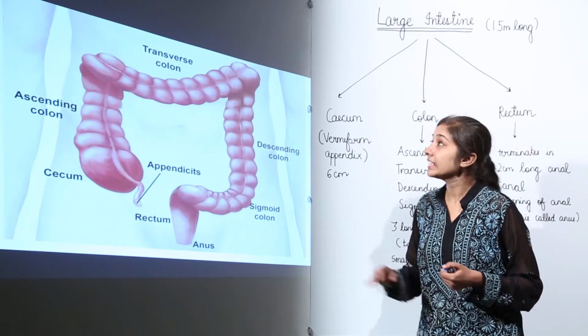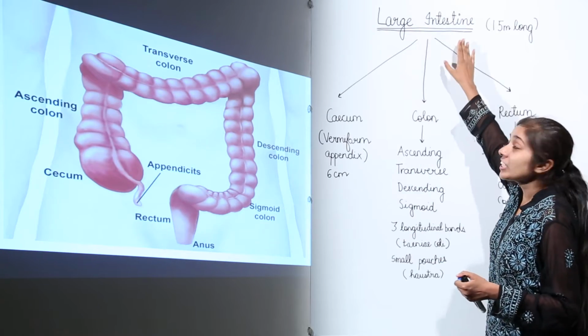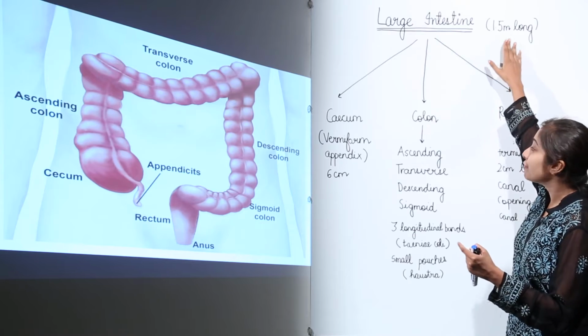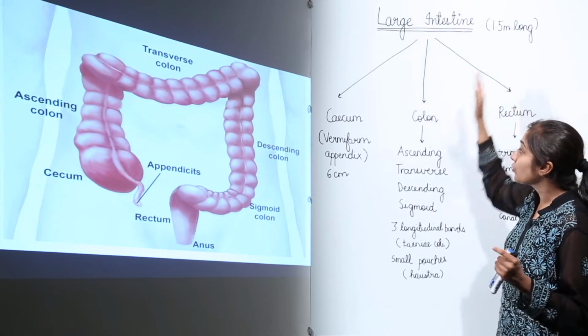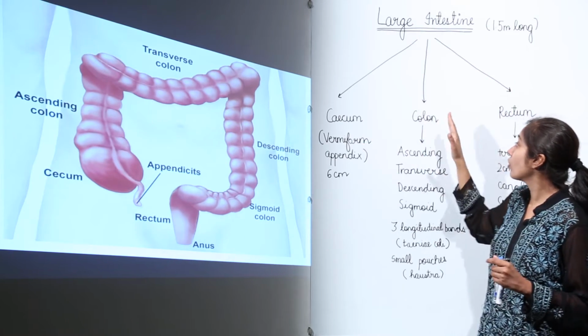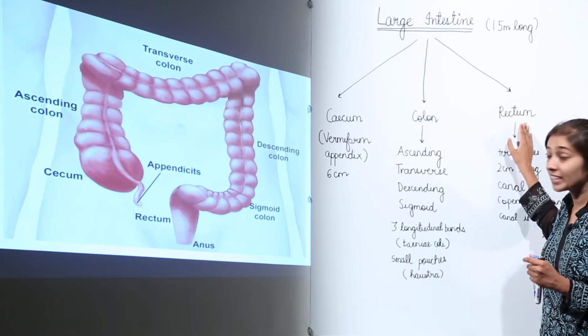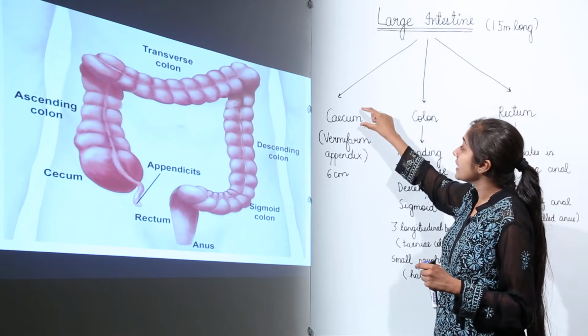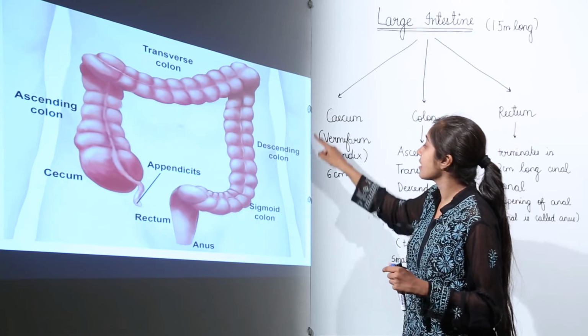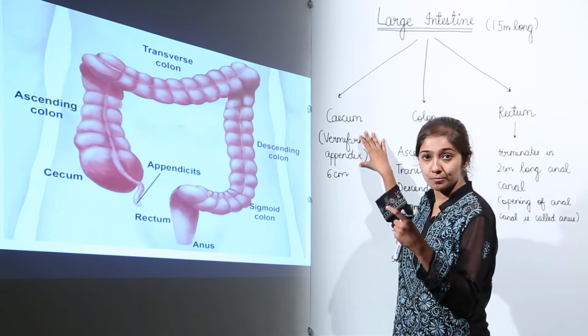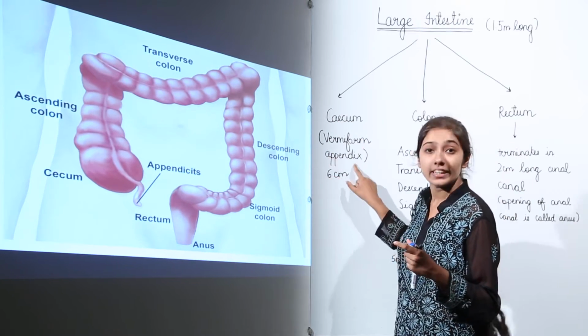Now let's begin with the large intestine. Well, the large intestine is 1.5 meters long. It is divided into three parts, that is cecum, colon and rectum, right. Well, the cecum has an elongation, the vermiform appendix, right.